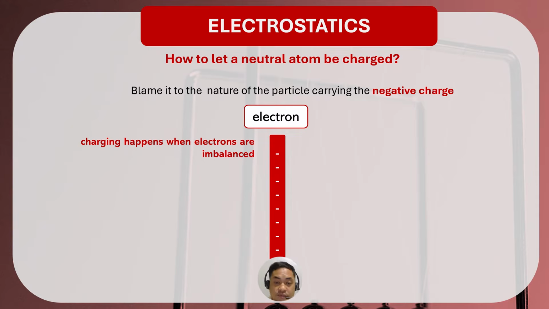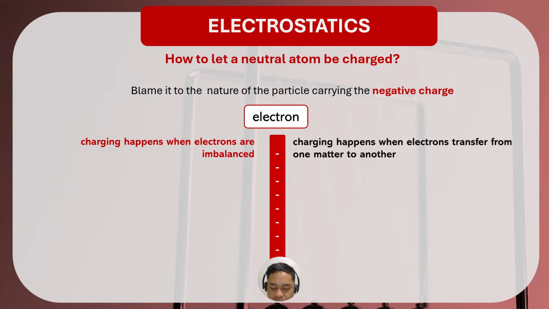Because of the electron, charging happens when electrons are imbalanced, like what I have said. The neutral atom has the same number of electrons and protons, but when there is an imbalance of electrons, one atom will have more negative. So that's a negatively charged ion. So there is now charge. And when there is less negative, it has many protons in it, so that ion is a positively charged one. And that will only happen when electrons are imbalanced.